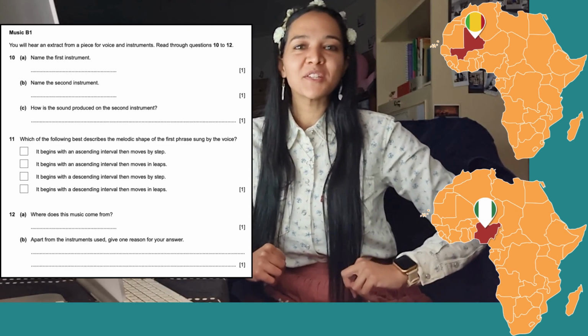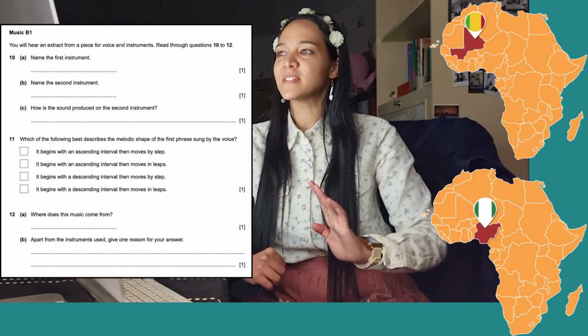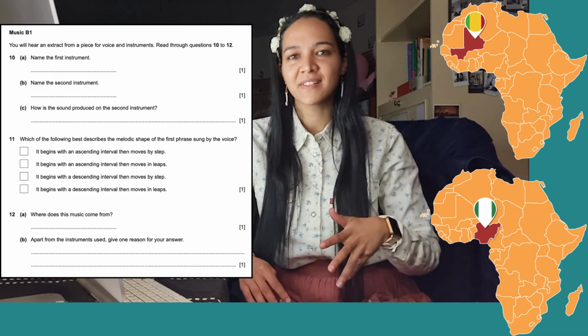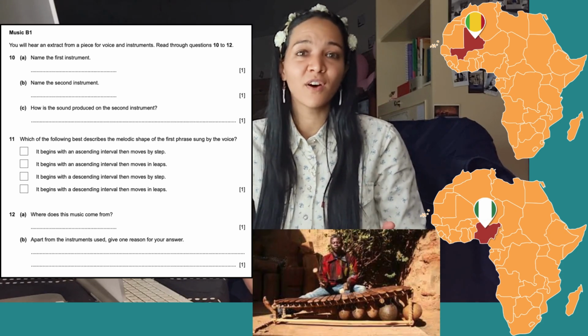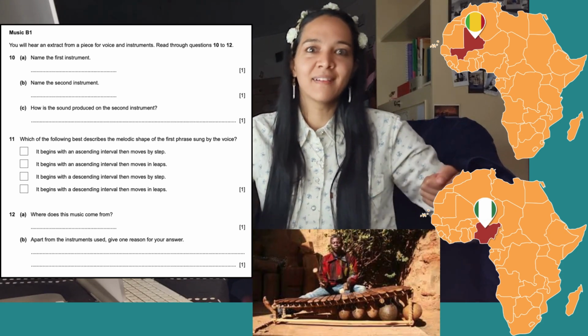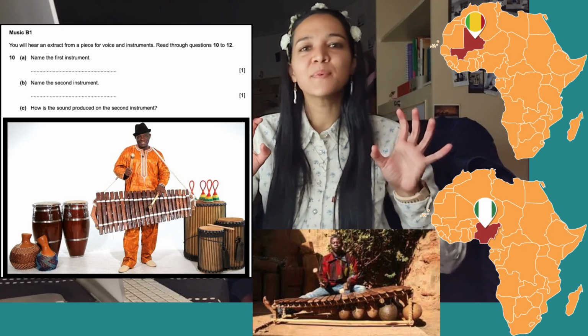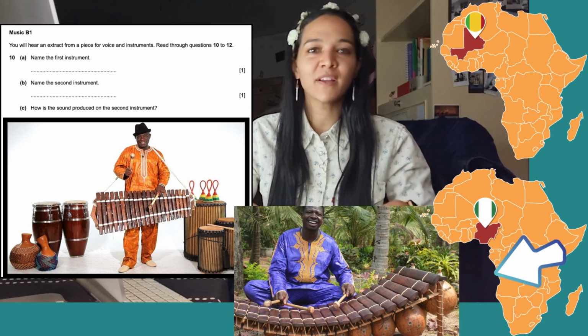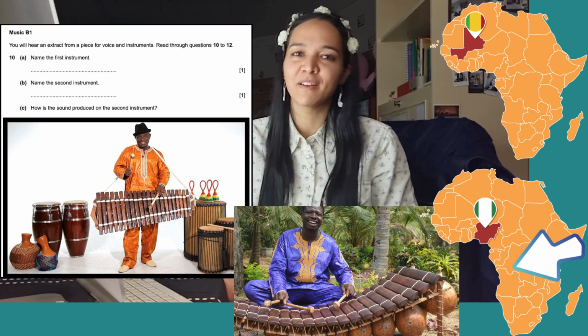Then we're hopping right to the beginning of the subsection. Name the first instrument. We definitely hear here an African type of xylophone, and that is called the balafon, something that looks like a wooden marimba, so to speak, and we have the resonating gourds at the back to amplify the sound, and that is a balafon.